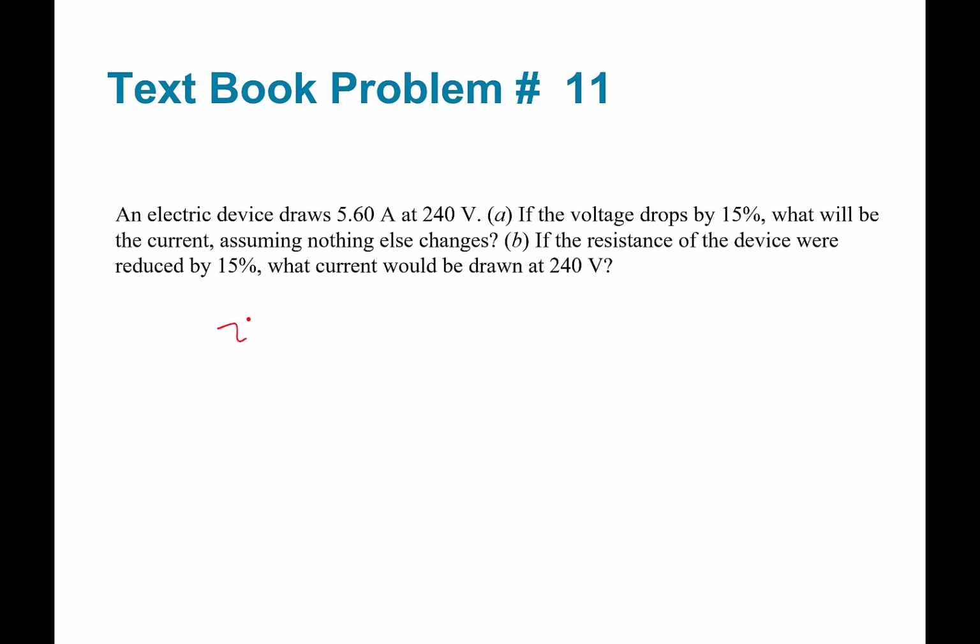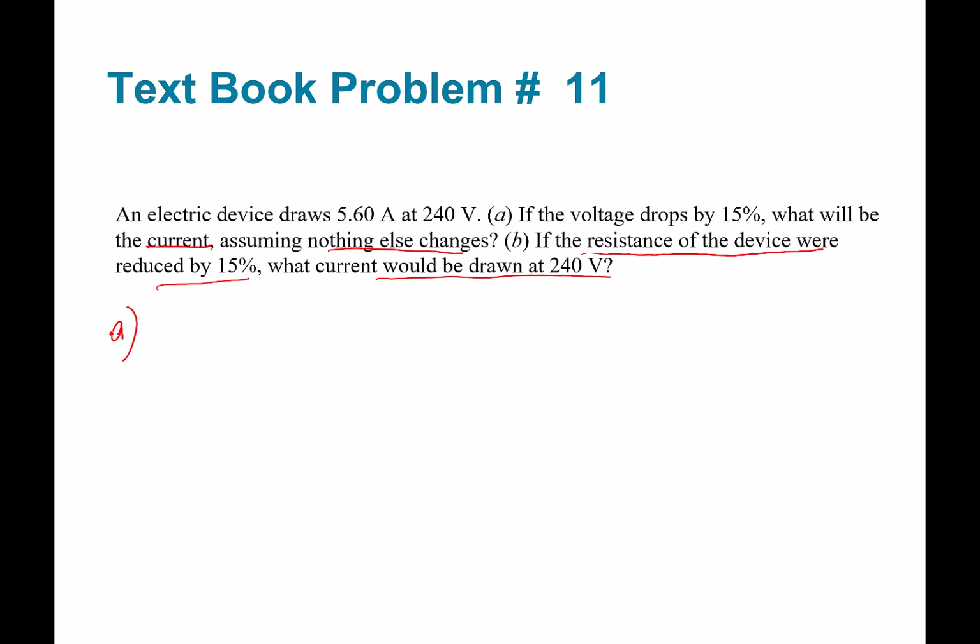So the next problem we look at is another one based on Ohm's law. An electric device draws 5.60 amps, that's the current, at 240 volts. You're asked, if the voltage supply drops by 15%, what will be the current, assuming nothing else changes? Part B, if the resistance of the device were reduced by 15%, what would be the current drawn? So if you reduce the voltage, what would be the effect? If you reduce the resistance, what will be the effect?